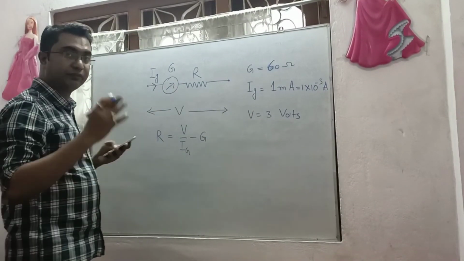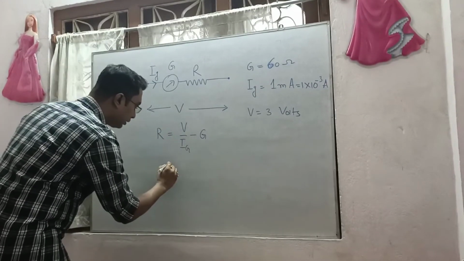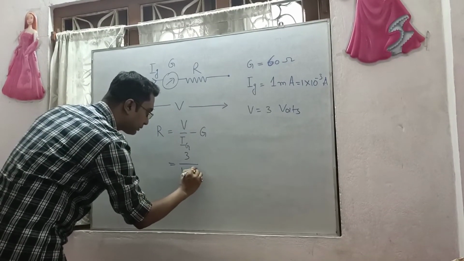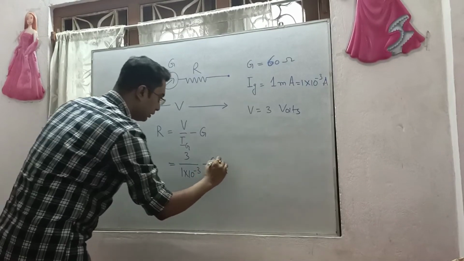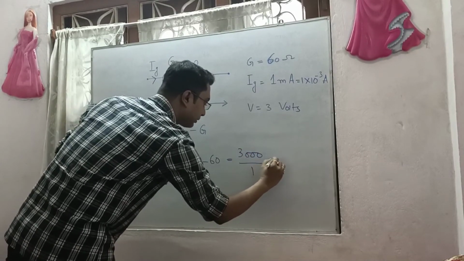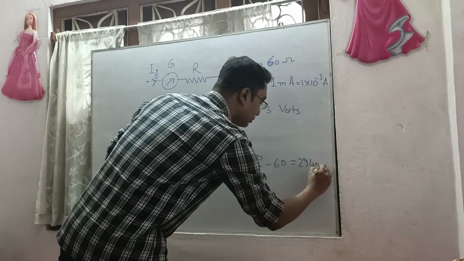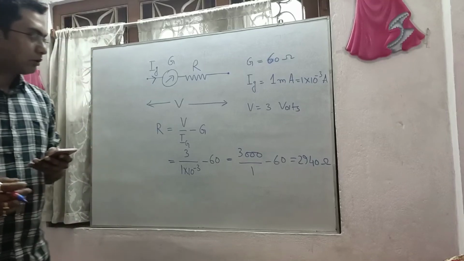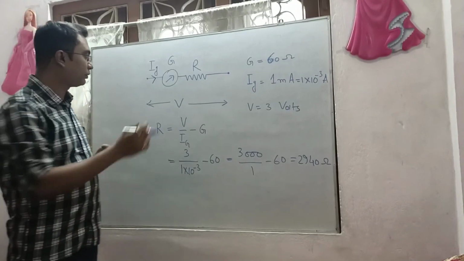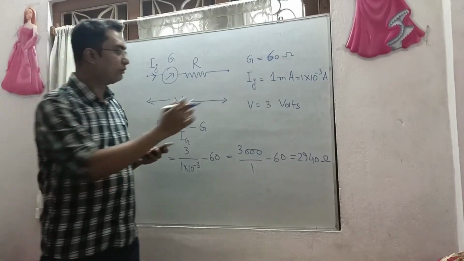In this case we have to connect a very high resistance R in series with the galvanometer. Now what would be its value? R will be 3 volts divided by Ig, that is 1 into 10 to the power minus 3, minus G, where G is 60. If you do the calculation, it will be 3000 minus 60, which is 2940 ohm. So it is very simple how we can convert a galvanometer into a voltmeter. Here we have to connect a very high resistance of 2940 ohm in series with the galvanometer to convert it into a range of 3 volts.